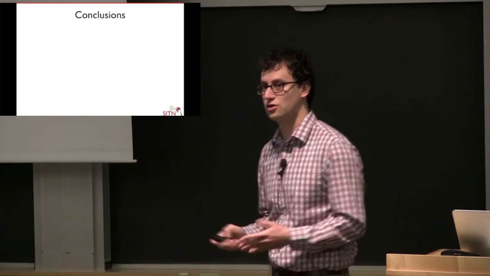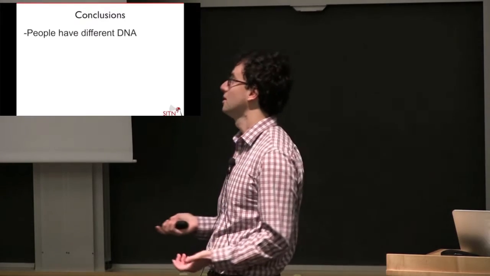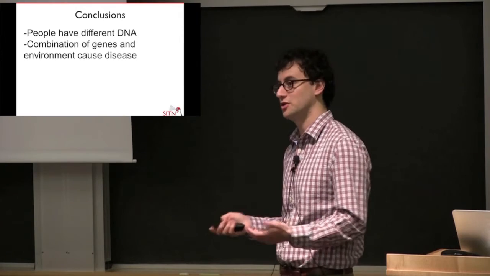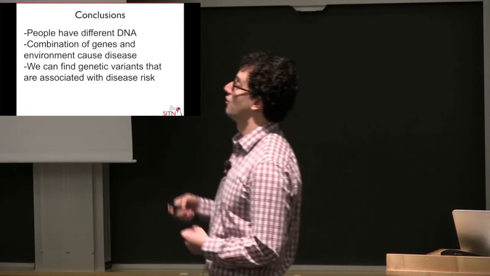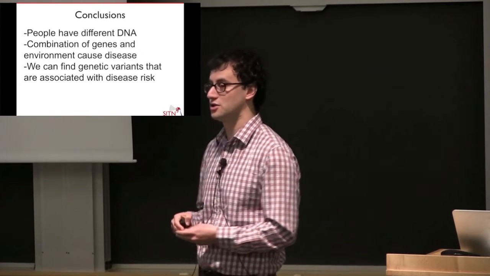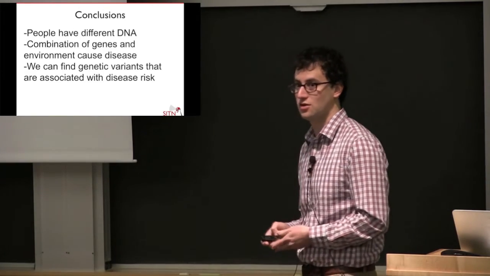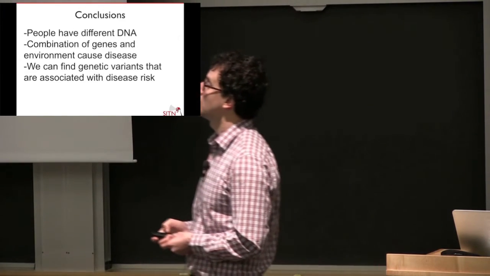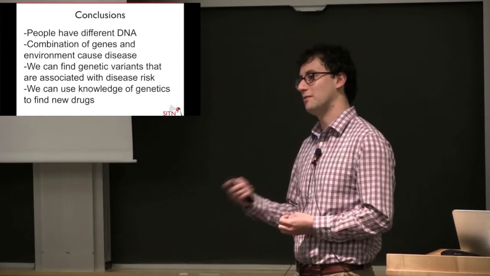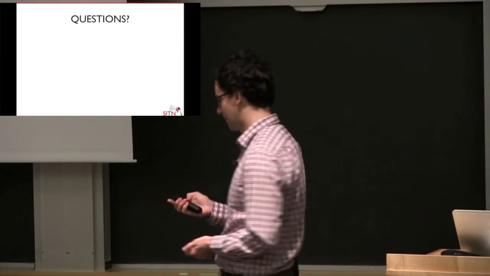All right, so to conclude our whole talk, we told you that there's differences in DNA between people, and that these differences, together with the environment, contribute to disease. We also mentioned that there's genetic variants that are associated with certain disease risks, and we can find them using genome-wide association studies or linkage studies. And we can use our knowledge of genetics from some of these studies to actually design new drugs to mimic the effects of these rare people that have beneficial mutations.